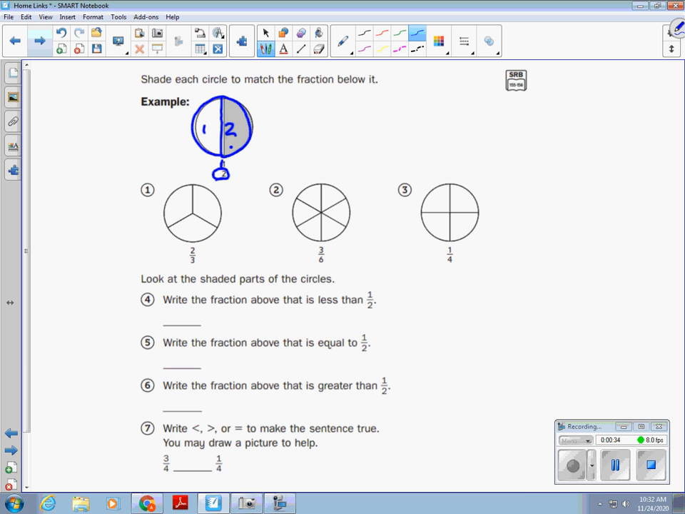On the next one, we have three parts, 1, 2, and 3. So 3 parts tells me I'm doing thirds, and they want me to shade 2 of those parts. So I'm going to shade these 2 parts right here. Boys and girls, when you're shading, you should always shade the parts that are right beside each other. That way you can see the shading much better.